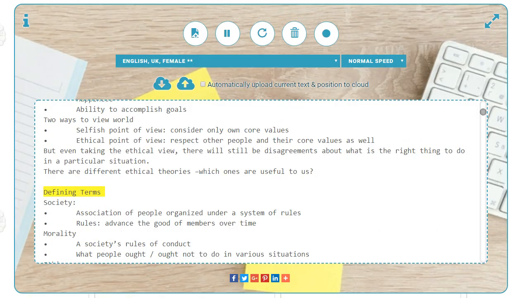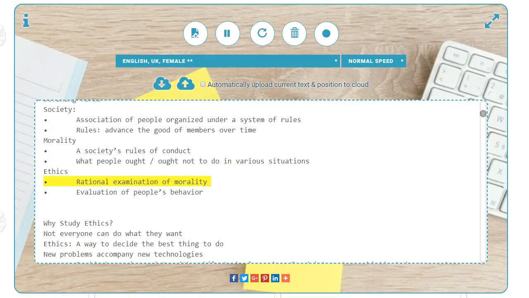Defining terms. Society: an association of people organized under a system of rules. Rules advance the good of members over time. Morality: a society's rules of conduct, what people ought not to do in various situations. Ethics: rational examination of morality, evaluation of people's behavior. Why study ethics?